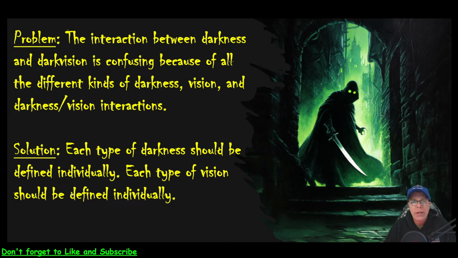That is, the source of the darkness is itself the individual thing, and you should only look at that and that only. And then each type of vision also should be defined individually. There are many different kinds of vision, and they each are their own thing. Dark vision is its own thing, and you should not try to apply it with a wide brush to everything else. Only apply dark vision and the rules that apply to dark vision to dark vision.